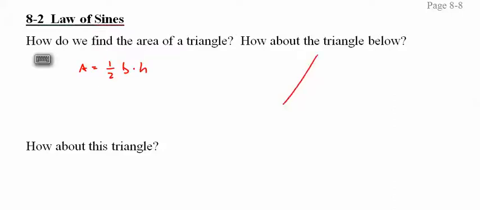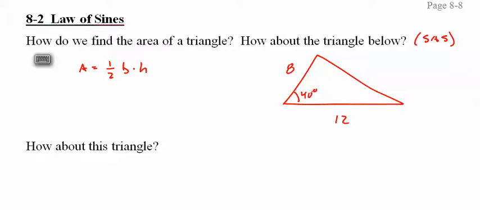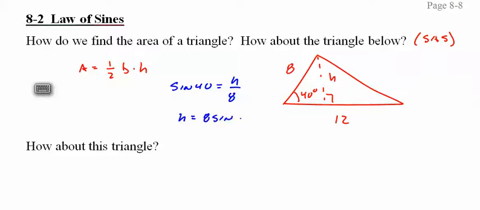Well, what if I gave you a side angle side? 8, 12, and who cares, 40 degrees. How would you find the height? Knock down an altitude, call it an H. Sine of, notice I still have to write this out. A lot of people just do that in their head. I'm not that good. Sine of 40 equals H over 8. H equals 8 sine of 40.